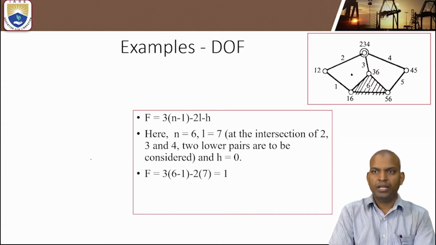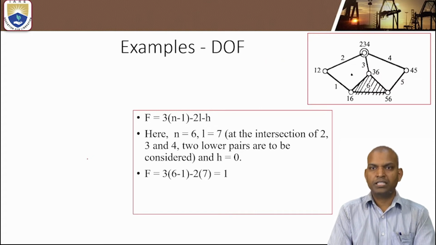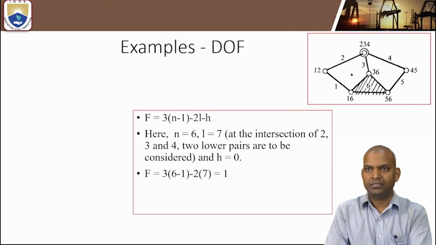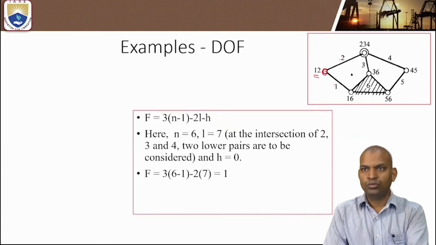Now, similarly, how to find out the degrees of freedom for this mechanism? As usual, the number of links. We know the number of links, n equal to, how many links are there? Here, 1, 2 mentioned, that is the link 1 and 2 are relatively joined here. Link 2, 3, 4.